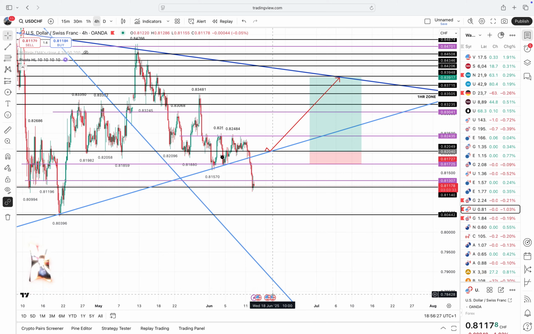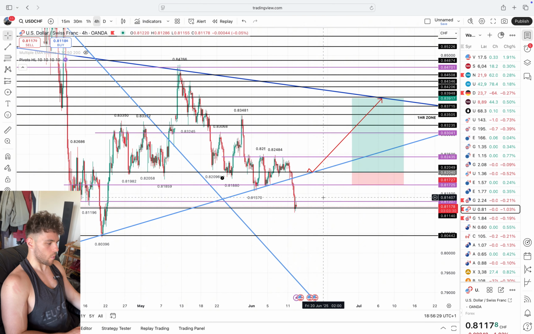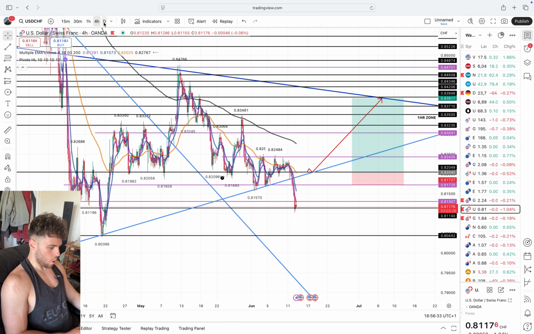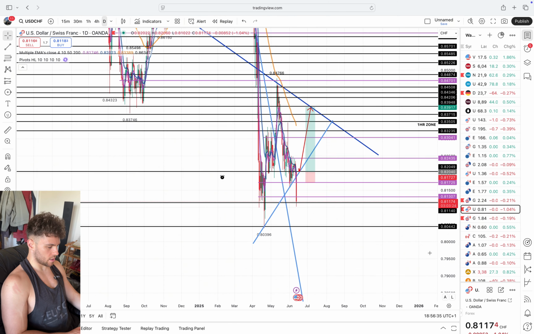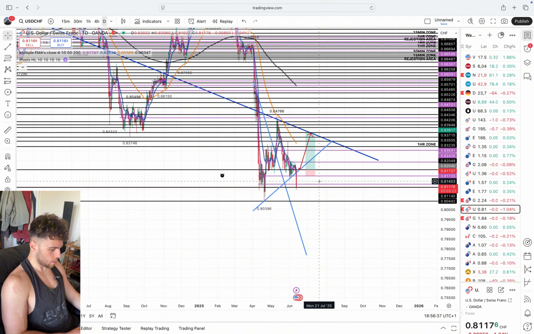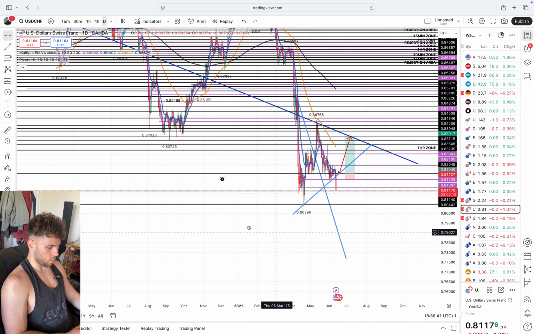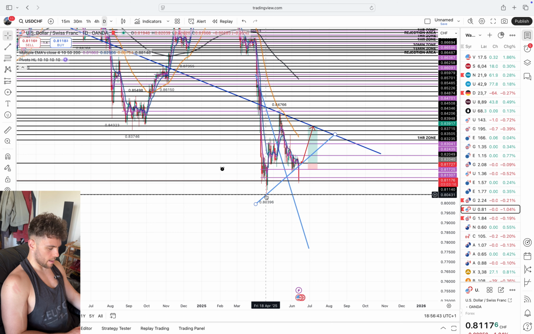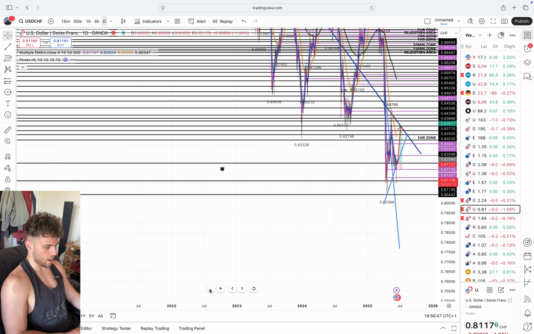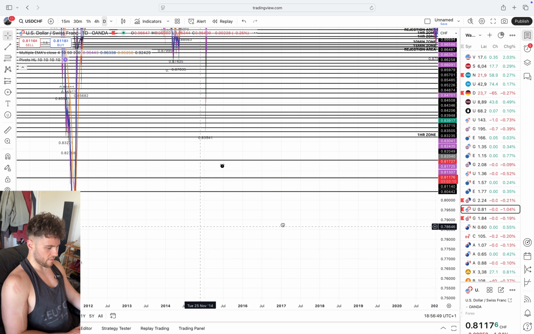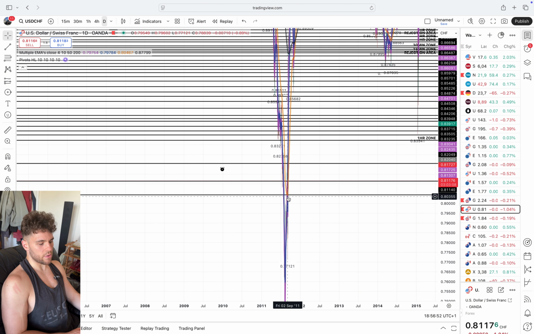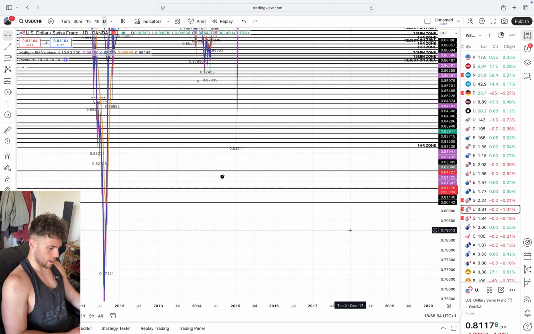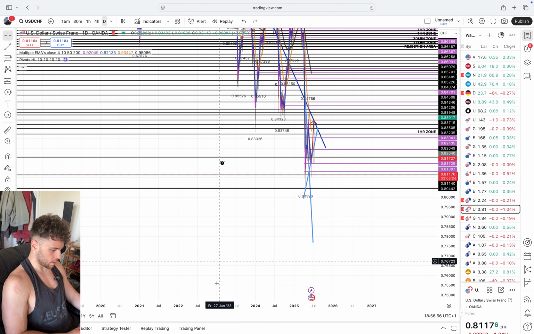So let's go through this loss that I took on USDCHF and why I was seeing it. On the daily, as you can see, we are very low in the market. We haven't been this low for a very long time. Let me zoom out. As you can see, we haven't been this low since 2011. So we are very low in the market now.